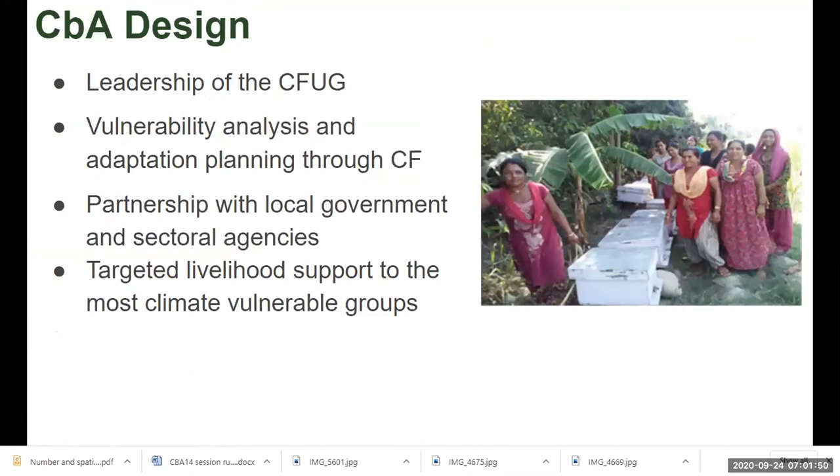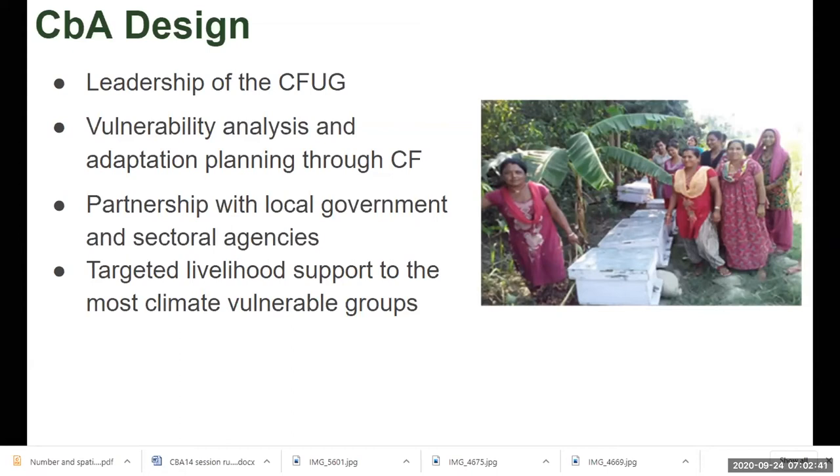Talking about this community-based climate adaptation design, we implemented the CBA through the community forestry process and under the leadership of the community forestry user group. When we mention leadership of the community forestry user group, it was led by the executive committee of the user group, which is completely comprised of women. We conducted this climate change vulnerability assessment following the community forestry process, which is very participatory. And we followed the same for adaptation planning and then implementation.